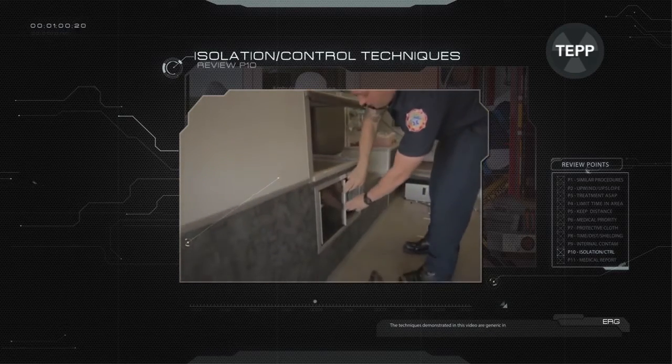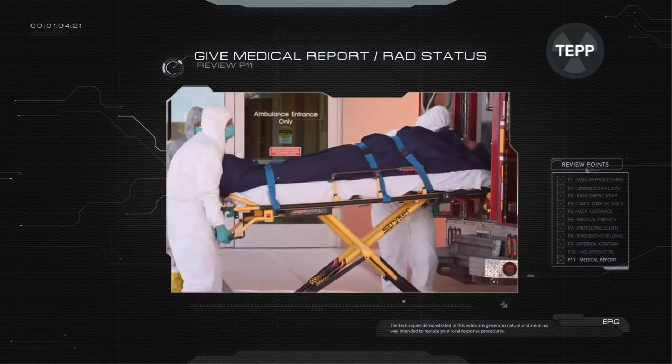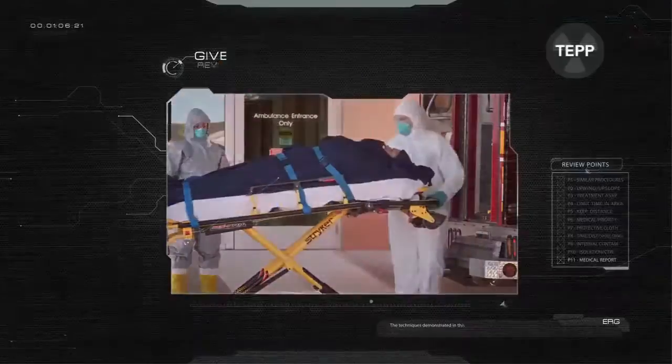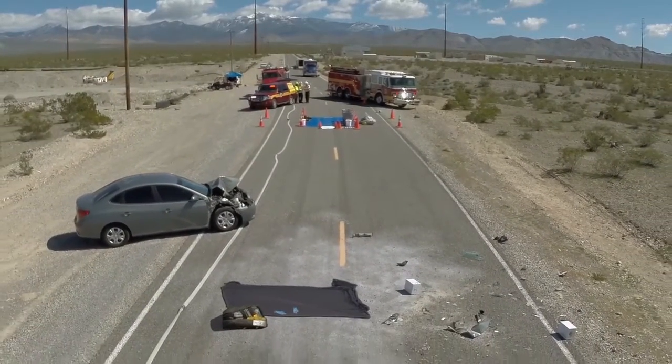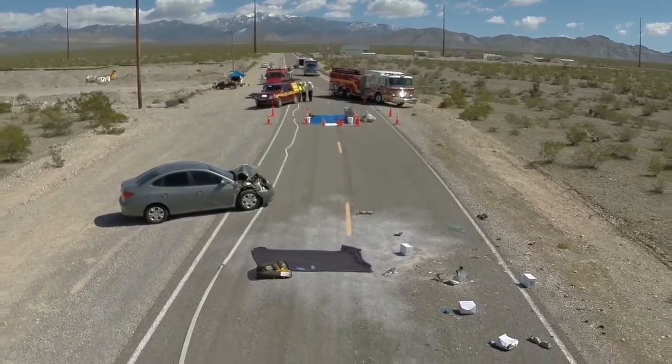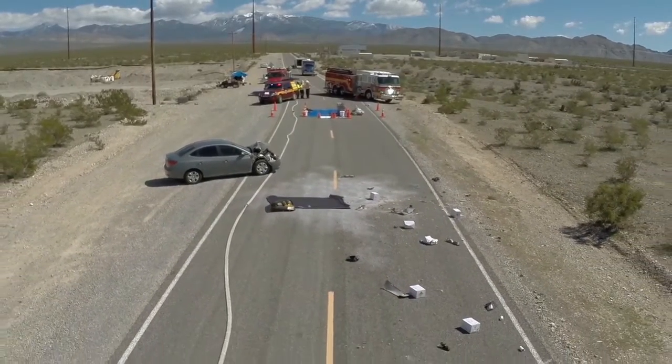At the hospital, the usual medical report of victims is given, as well as information regarding the radiological status if known. By employing these procedures, emergency response personnel can adequately prepare to care for the needs of accident victims while affording maximum protection to themselves and victims alike.